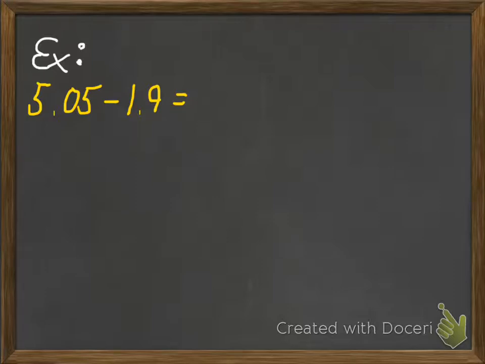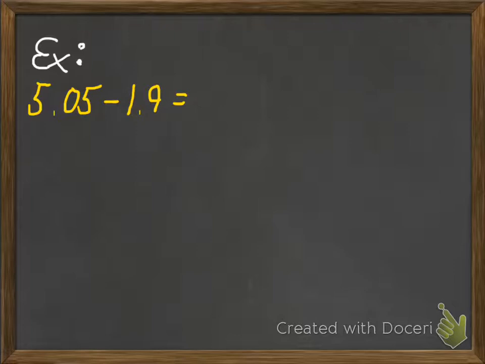Oftentimes with a problem like this, it might just say in the instructions to estimate this. On the other hand, it might be a little bit more specific. It might say to estimate this by rounding both numbers to the nearest whole number first. Where I actually pulled this problem, those were the instructions: round these numbers first to the nearest whole number and then subtract.